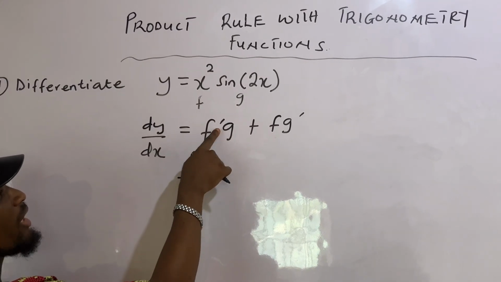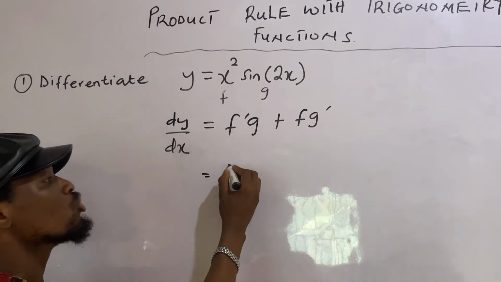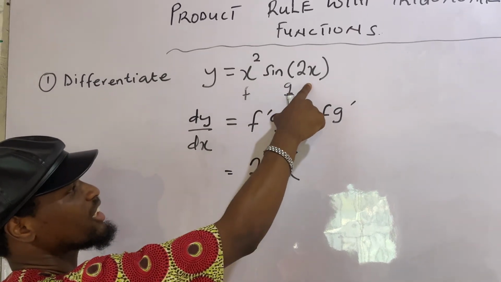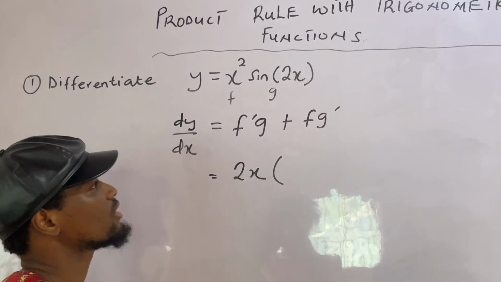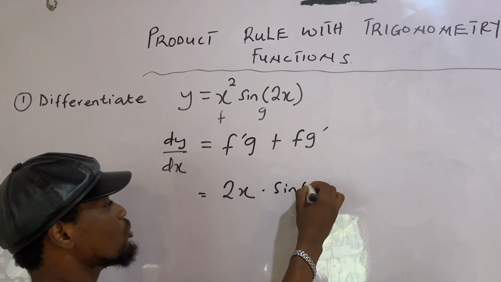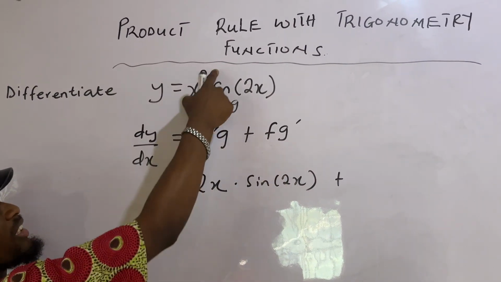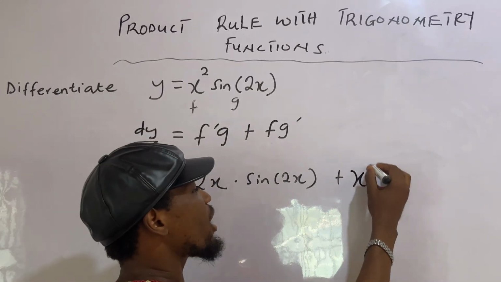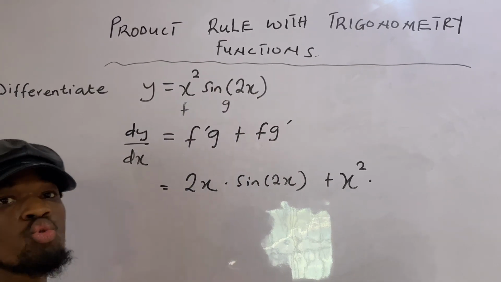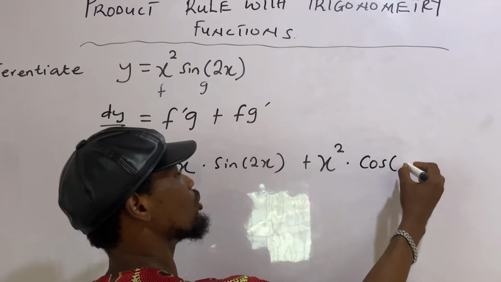Now, what is f prime? This is your f. When you differentiate your f, which is x squared, you have 2x, then times your j. My j is sine 2x. So I have 2x times sine 2x. Then plus, I maintain my f, which is x squared, then times j prime, which means I have to differentiate sine 2x. If I differentiate sine, I have cos.